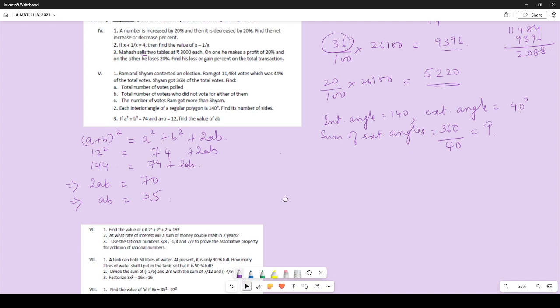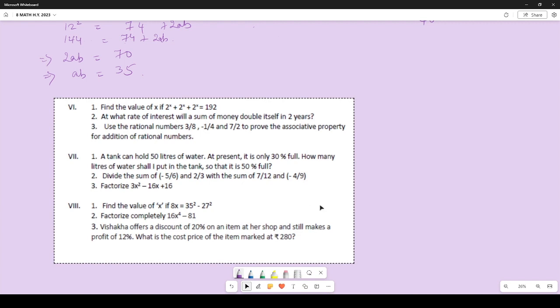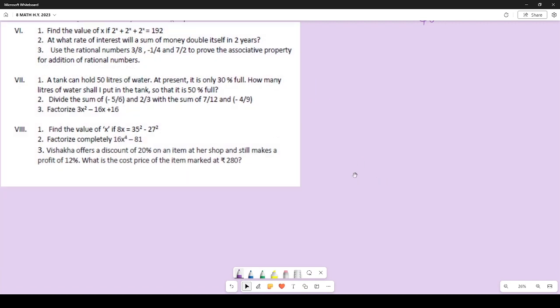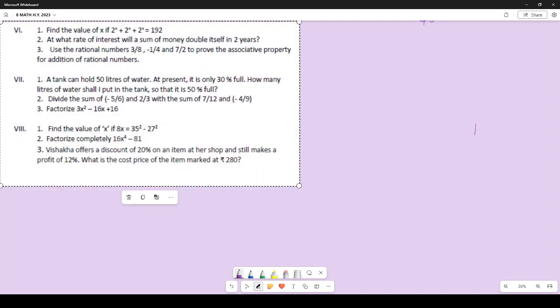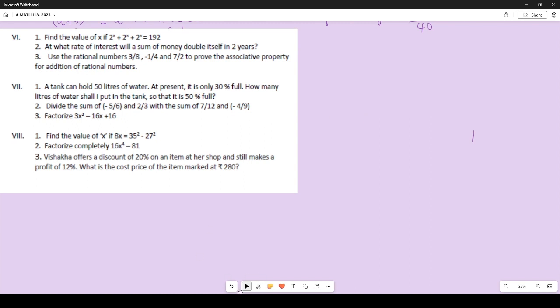Now let us take up the next set of questions. The last 3 questions, let me expand it a bit so that you can see it clearly. Now find the value of x if 2x. Many of the students got confused with this because according to them it was not showing any relation to the algebraic expressions that they have studied.